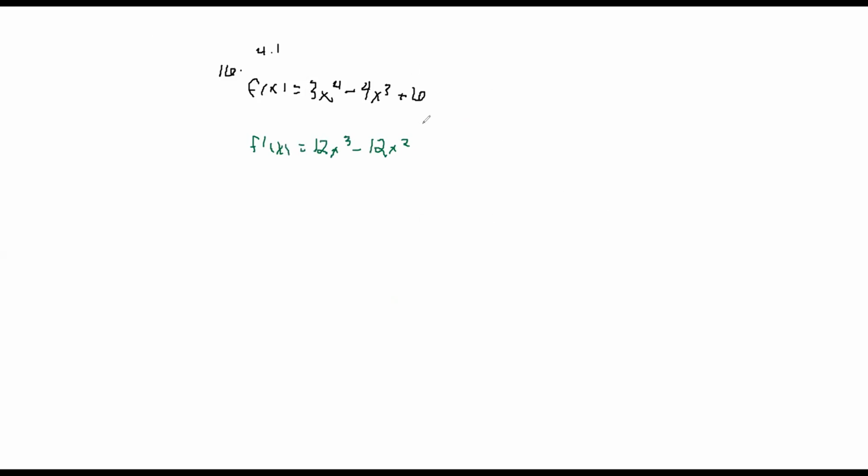I know that critical points are when the derivative equals 0. So what I'm going to do is I'm just going to set this whole thing to 0. And then I'm going to do some algebra. I'm going to pull out this 12x squared, so this is x minus 1 equals 0. And so one of these can be true.